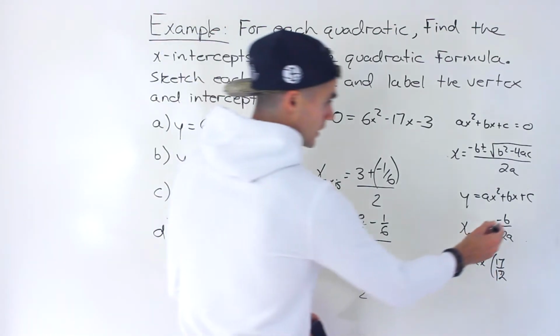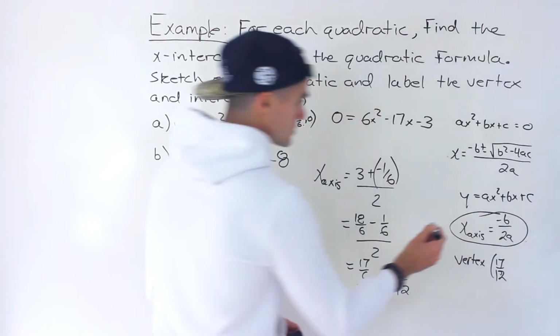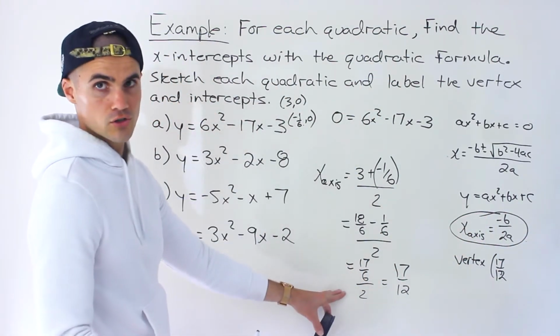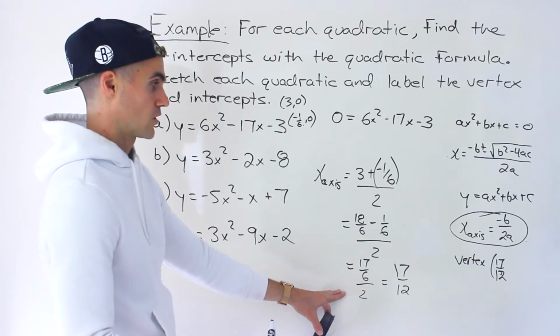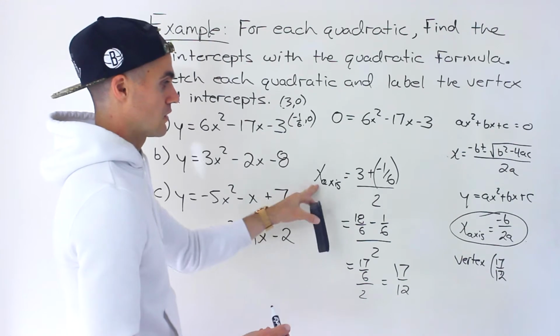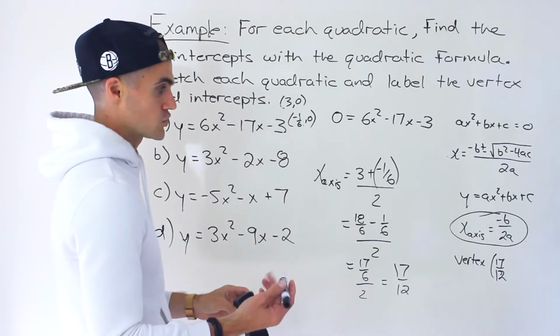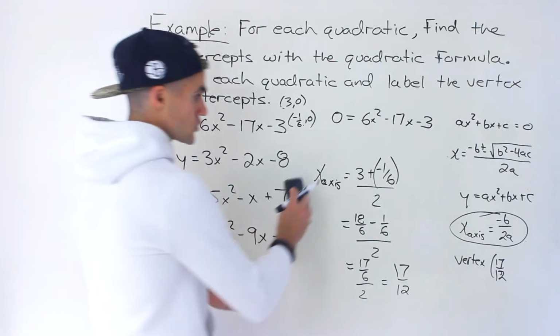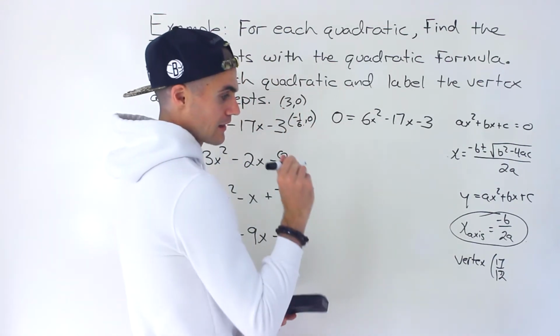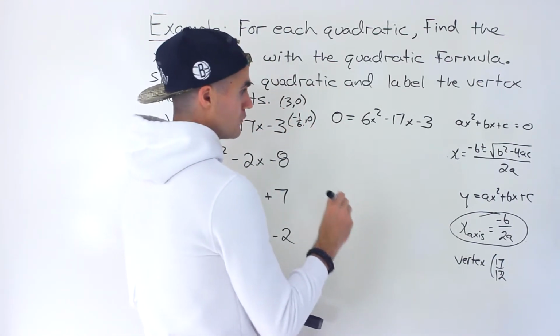Okay, so this formula, maybe your teacher doesn't allow you to use it, but you can use it as a nice quick check to make sure that you're doing this algebra correctly, where you're finding the midpoint between the intercepts in order to get that axis of symmetry. So 17 over 12 would end up being the x value of the vertex.